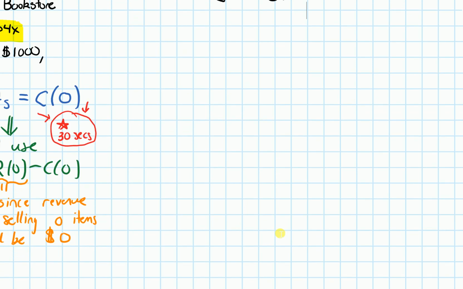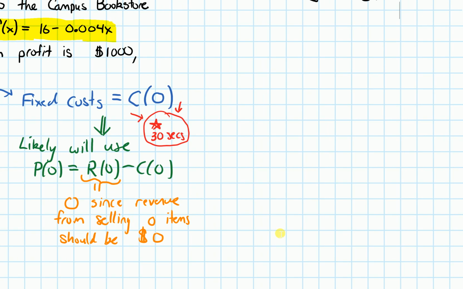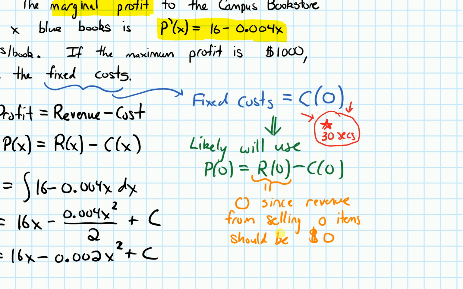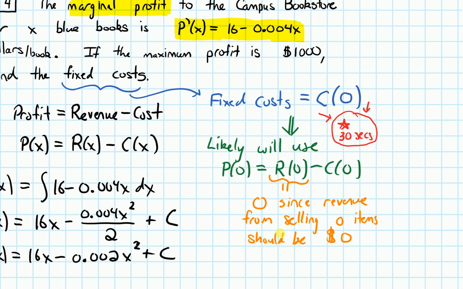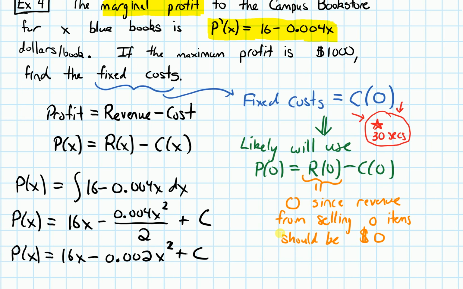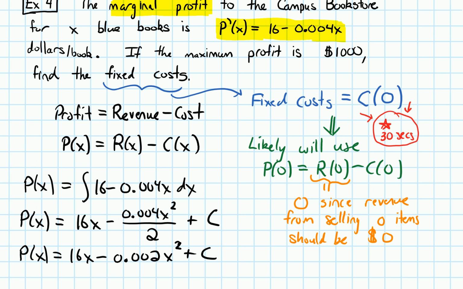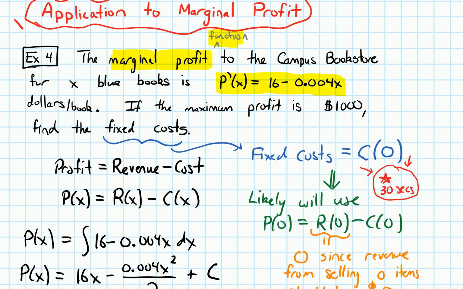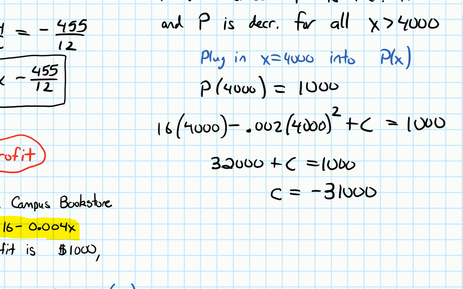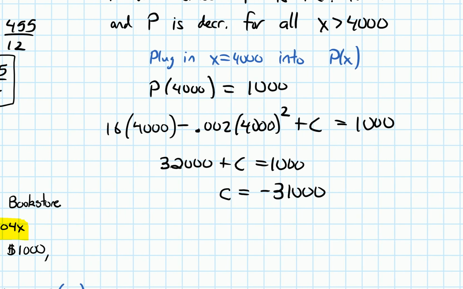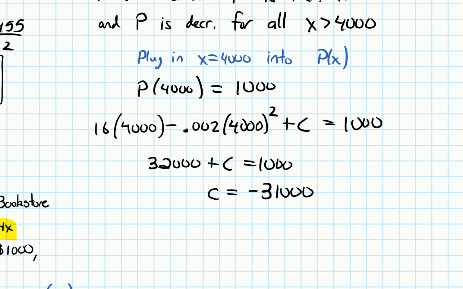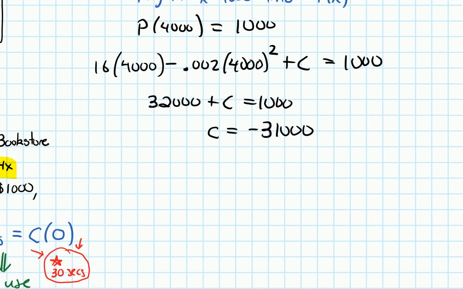But remember, what were we going to do to figure out a fixed cost? Well, we were going to plug in 0 into the profit function because P of 0 is equal to R of 0 minus C of 0. And C of 0 was going to be the fixed cost. Okay, so we need to plug 0 into our profit function. Oops, let me just shift it down a little bit. Okay.